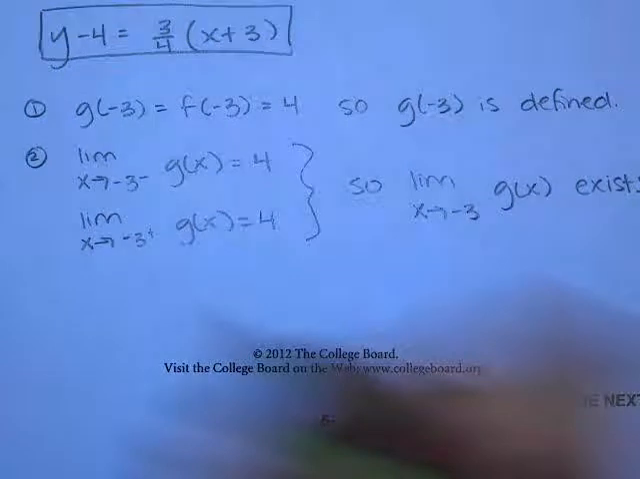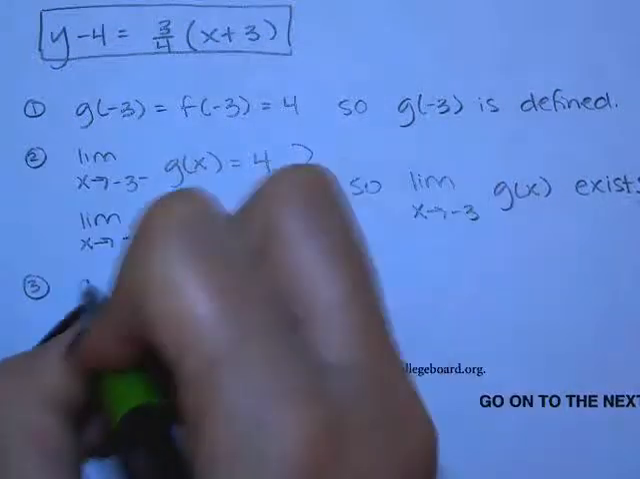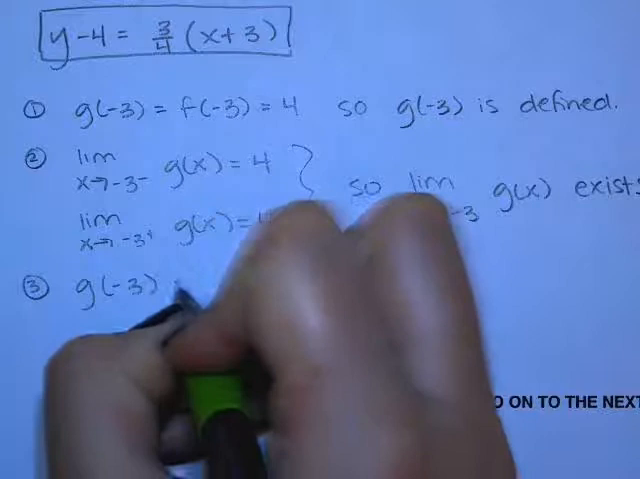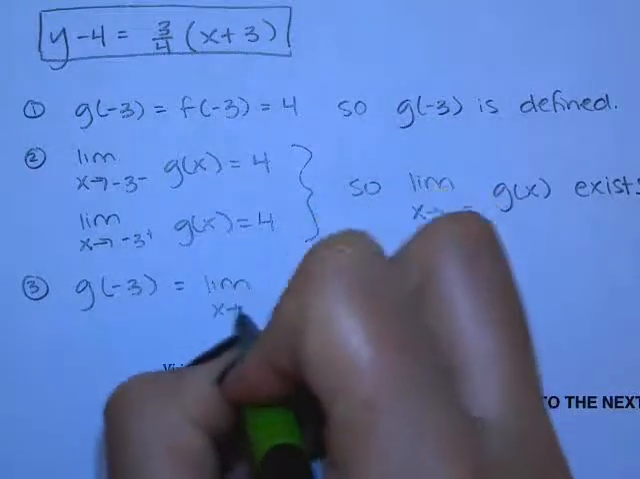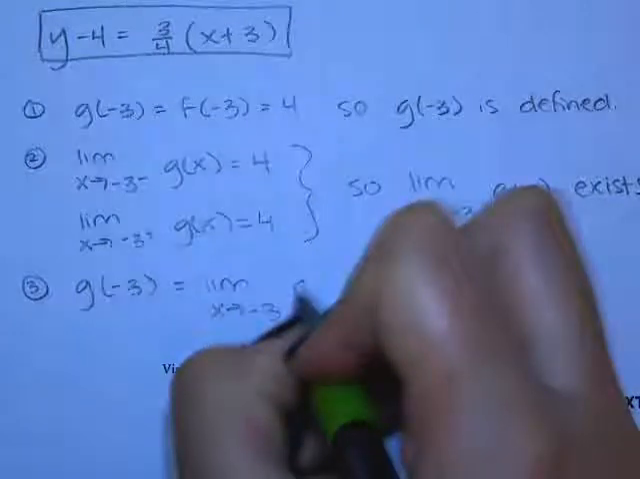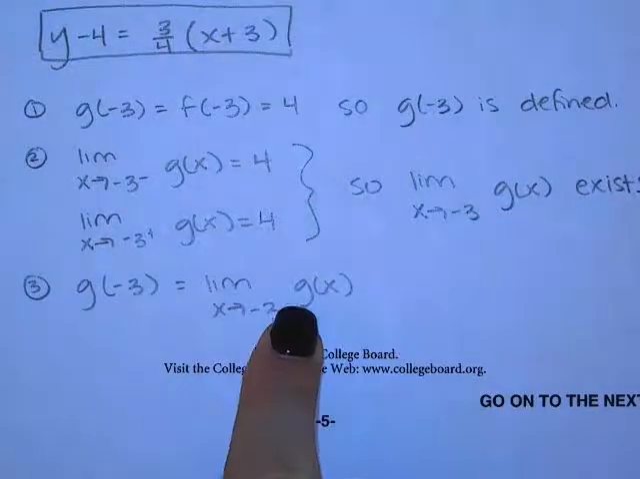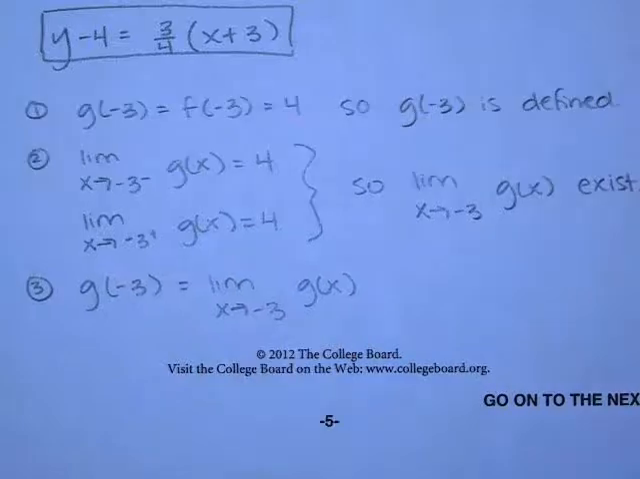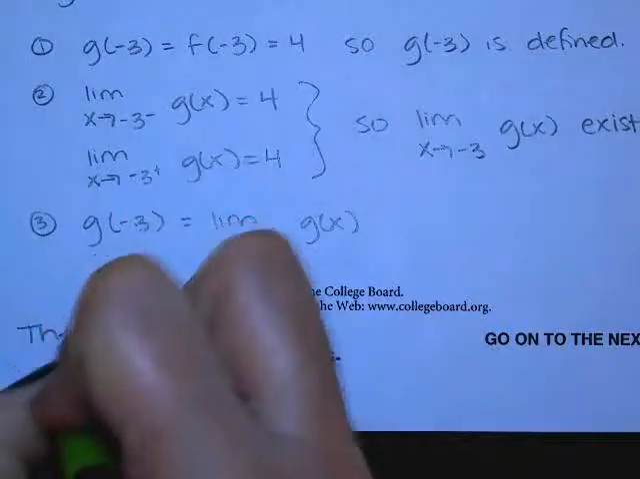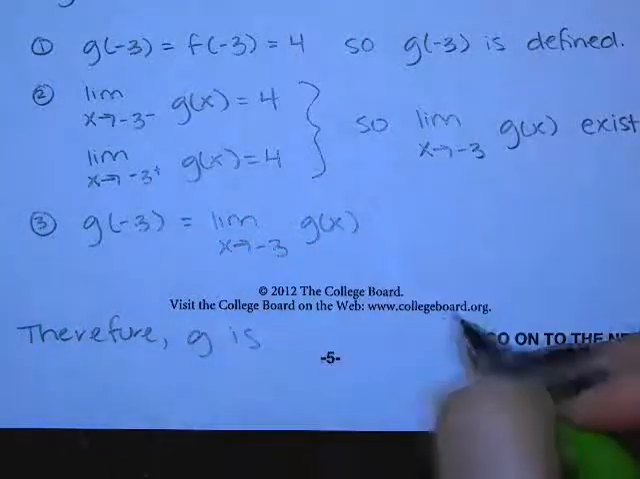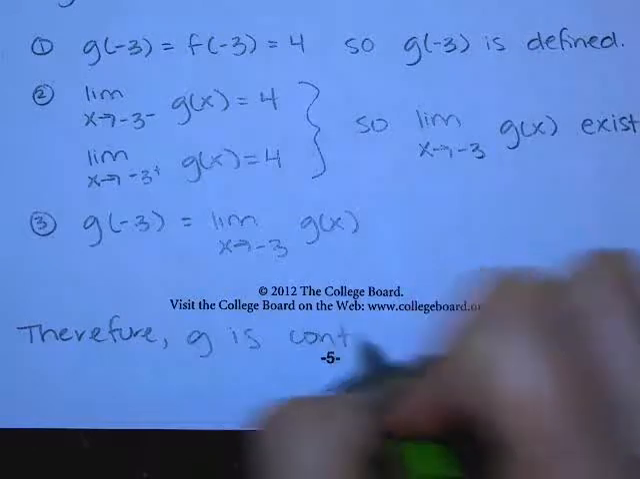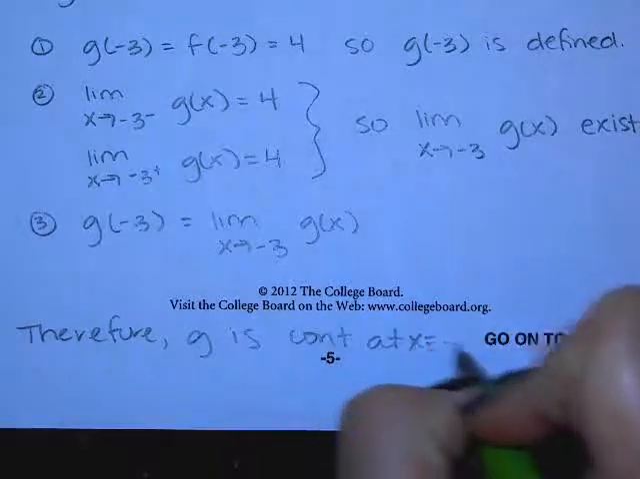And then the third part of the definition is that the evaluation of the function with the number plugged in and the limit of the function at that number are equivalent. So the limit and evaluation are the same. Therefore, g is continuous at x equals -3.